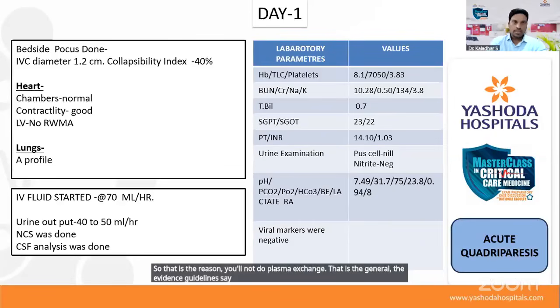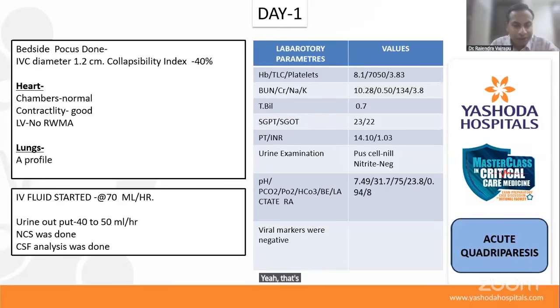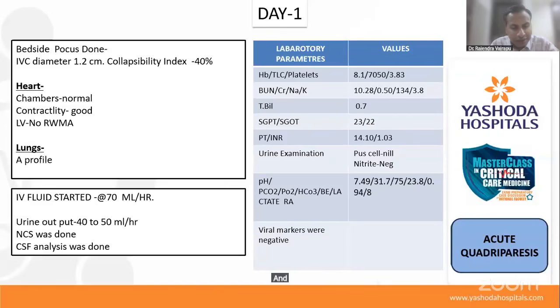So Rajendra sir, anything you want to ask? Yeah, you already mentioned. There is no need for plasmapheresis after IVIG, and IVIG repeat need not be done. And the other thing is with IVIG, sometimes hyponatremia, hemolysis, AKI, all these are also possible. So we have to be very careful watching for this.